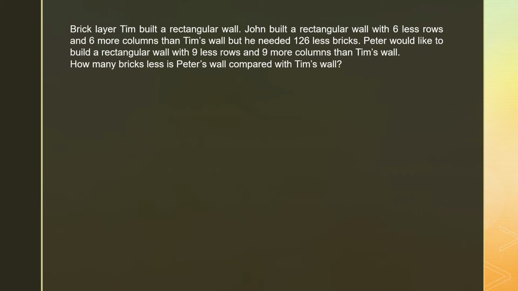Bricklayer Tim built a rectangular wall. John built a rectangular wall with 6 less rows and 6 more columns than Tim's wall, but he needed 126 less bricks. Peter would like to build a rectangular wall with 9 less rows and 9 more columns than Tim's wall. How many bricks less is Peter's wall compared with Tim's wall?